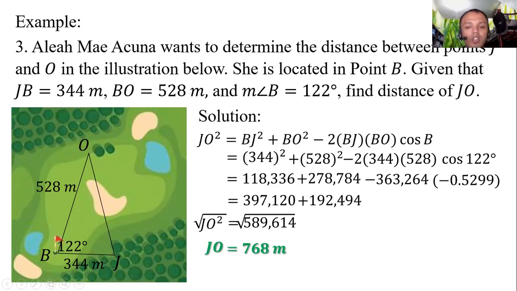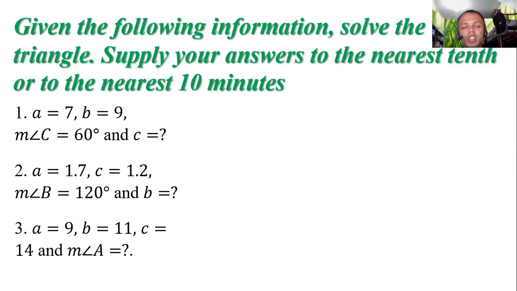Okay? Now, let us have an exercise. Given the following information, solve the triangle. Supply your answer to the nearest 10 or to the nearest 10 minutes. Here, no? Number 1. Side A is 7, side B is 9, measure of angle C is 60. What is your C?